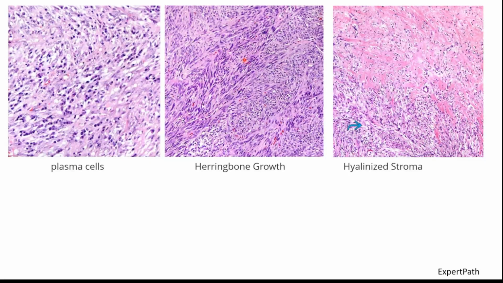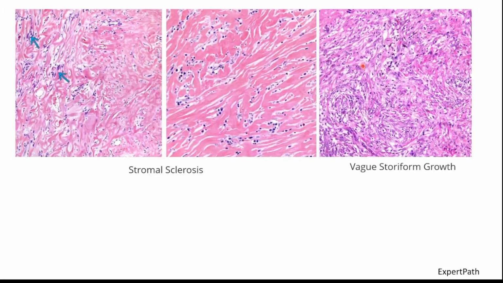Some IMTs can also form this herringbone fascicular pattern, just to make us confused whether this is an MPNST or any other sarcoma. And sometimes we can also see this hyaline stroma. These two pictures also show the sclerotic stroma.